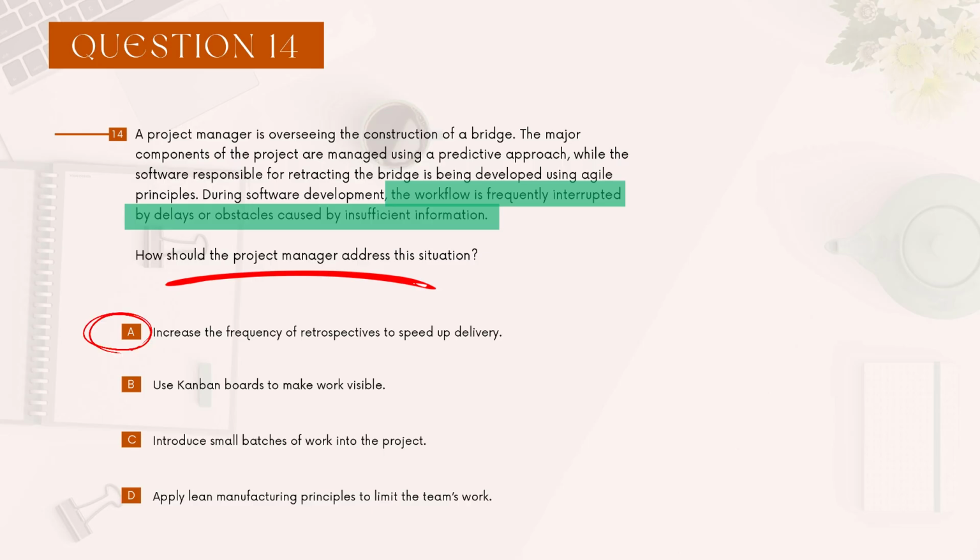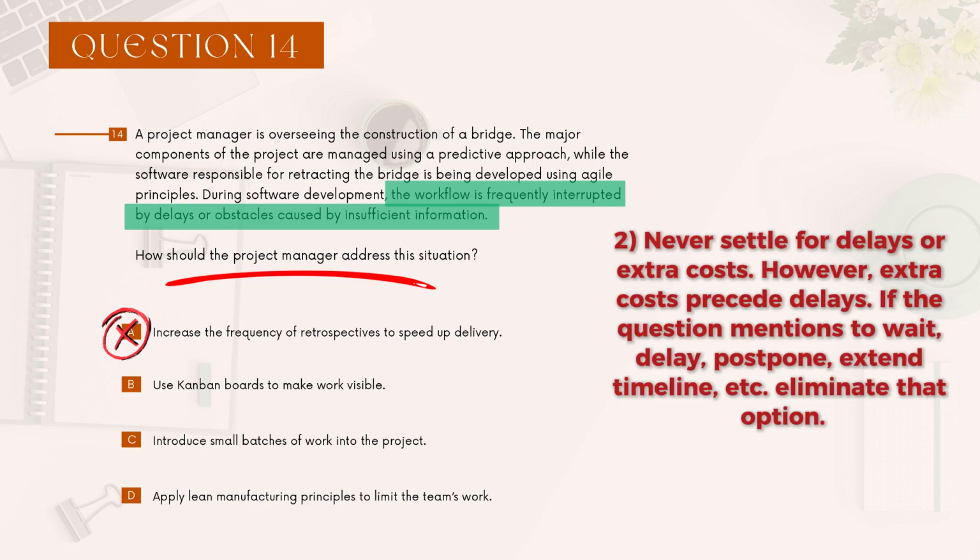A, increase the frequency of retrospectives to speed up delivery. Frequency of retrospectives. No, how's that going to speed up delivery? You should have one retrospective at the end of the sprint. If you don't get things done in your retrospective, then that means you're inefficient, right? So A doesn't solve the answer, not because of what I just said, but because of the fact that also retrospectives are at the end of the sprint. And you're dealing with the problem now. So you're not solving the problem, you're actually delaying it. Principle number 2, you eliminate it.